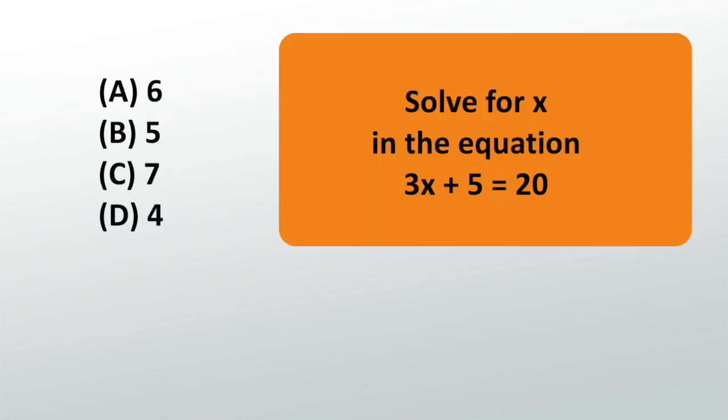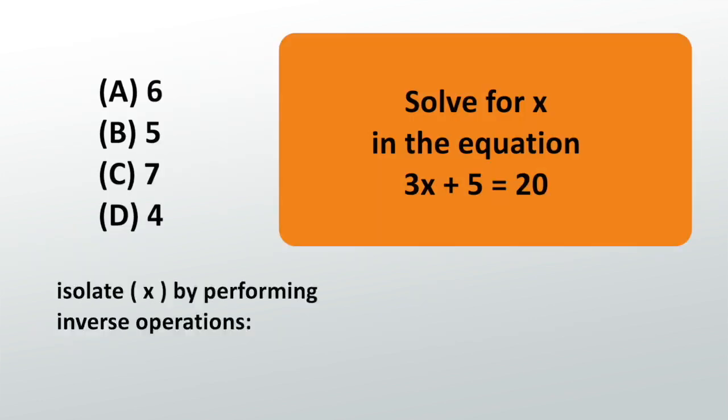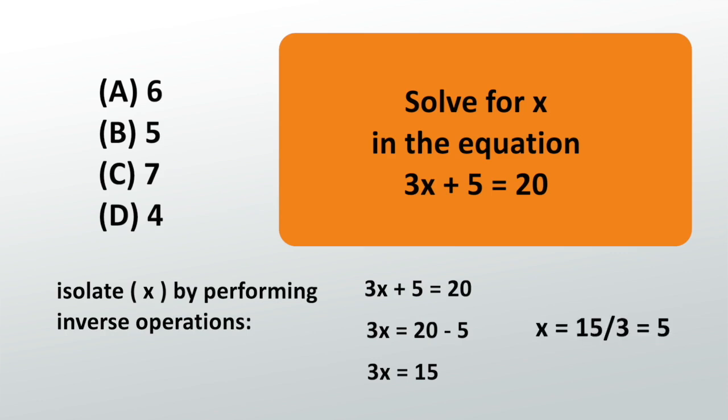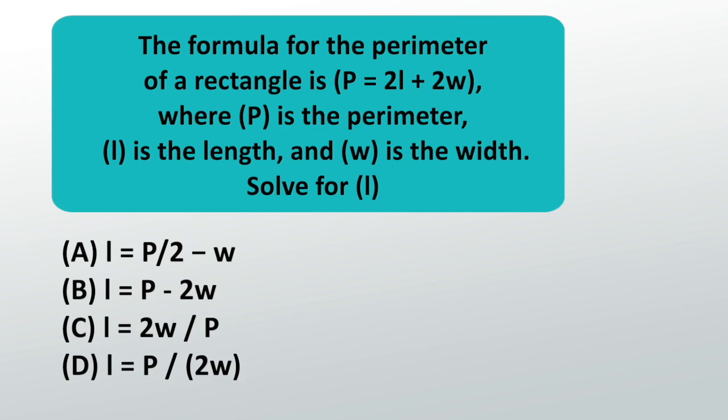Question 2. To solve for x, we must isolate x by performing inverse operations. First, we must subtract 5 from each side. 3x equals 15. Now, we must divide each side by 3. X equals 5. The correct answer is B. X equals 5.